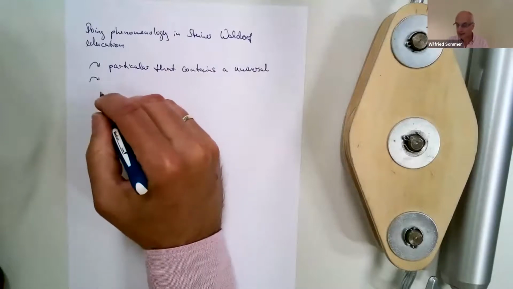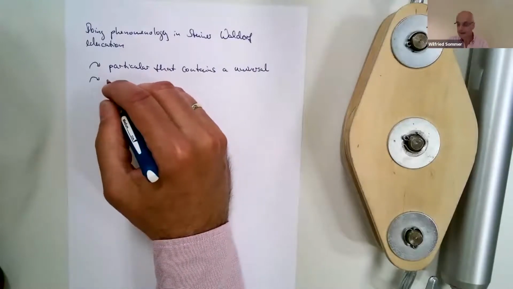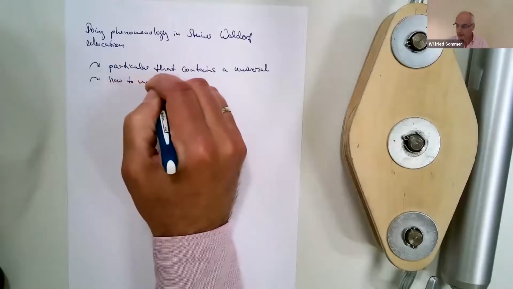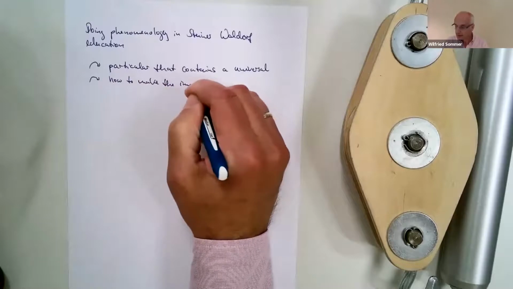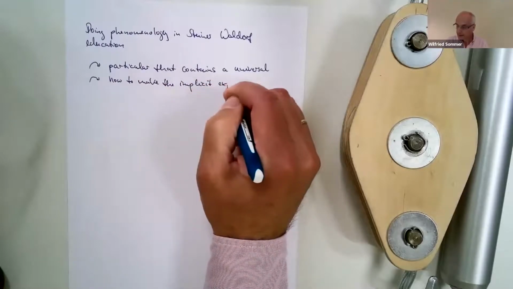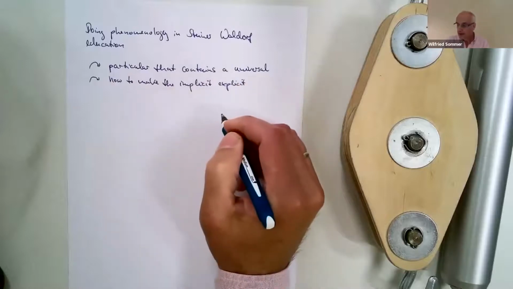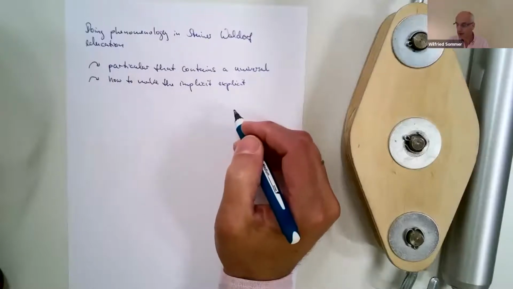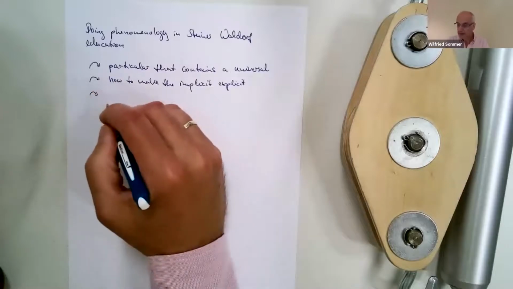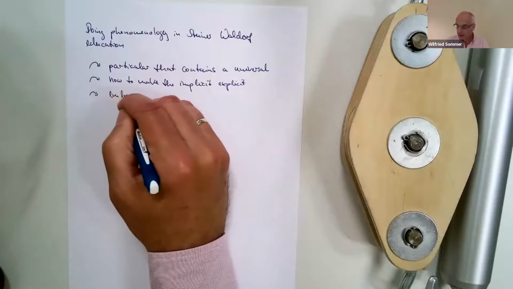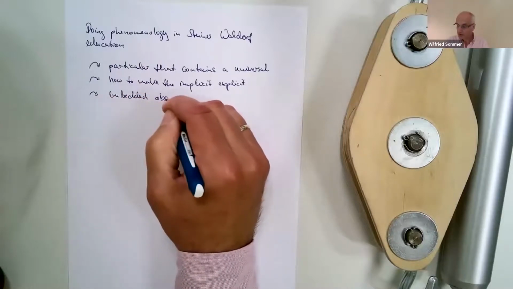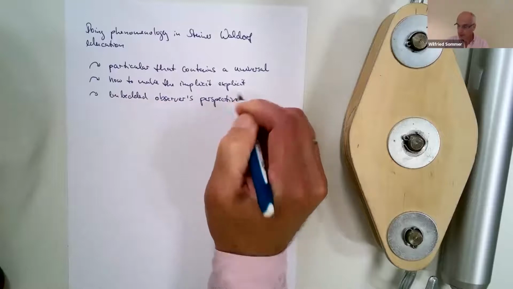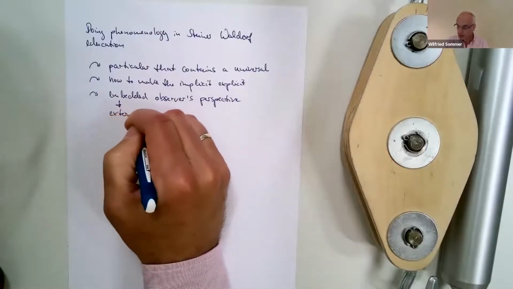Then you shape the lesson in a way that you make the implicit explicit. We will discuss that, how to make the implicit explicit. The universal is implicitly contained in the particular, and you frequently start with an embedded observer's perspective, and you proceed to an external perspective.